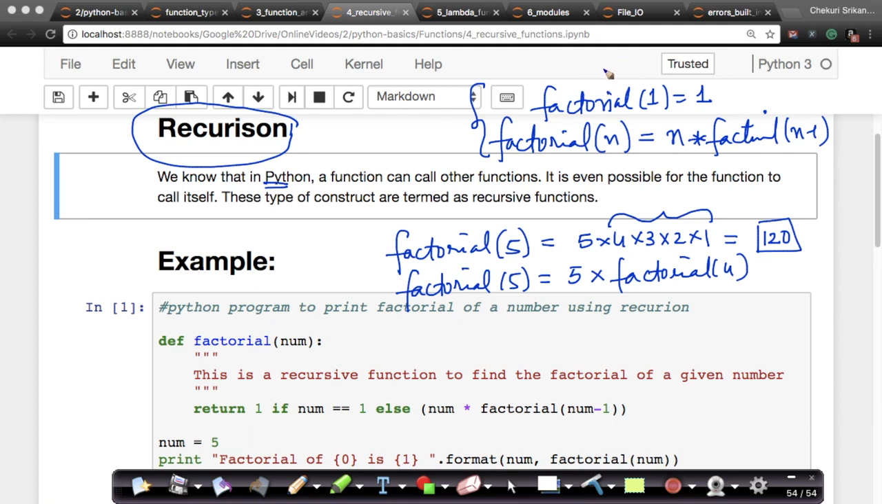0 is neither positive nor negative, so we'll not talk about factorial of 0. Actually, factorial of 0 is 1, but let's not talk about it right now. For our case, it's not useful.